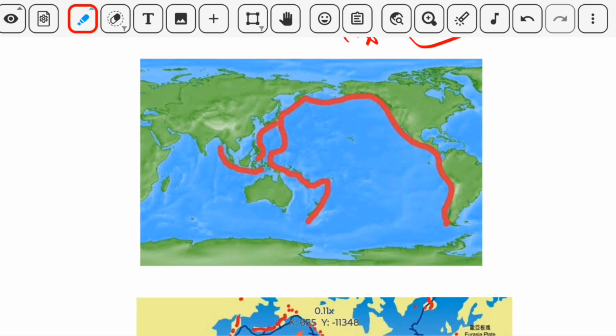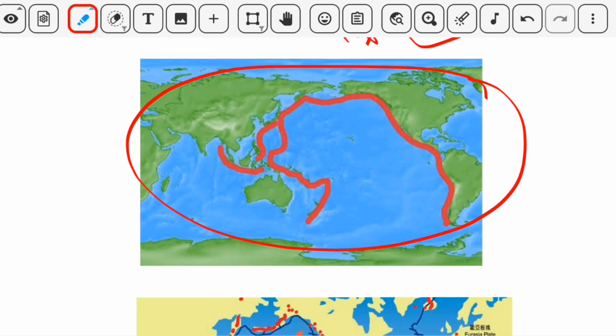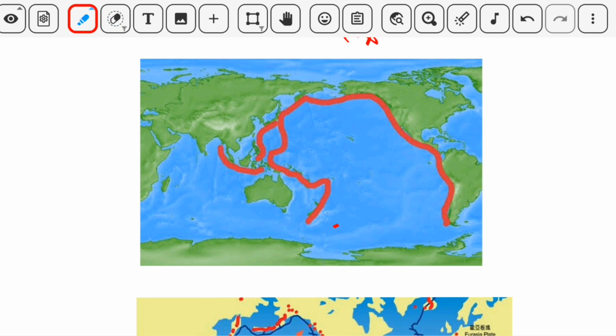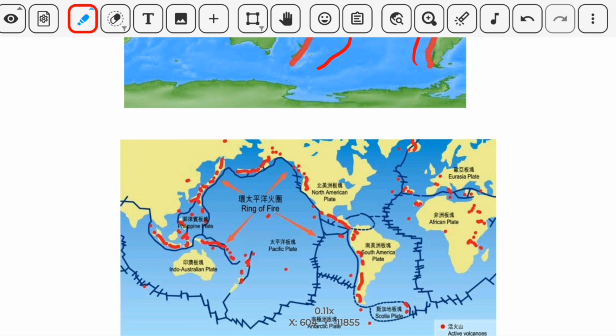So look at the world distribution of volcanoes. This map shows where volcanoes are found in the world. Like here, we found volcanoes, and along the entire Pacific belt we found volcanoes. The red marks show the presence of volcanoes. But try to compare it with plate tectonics.